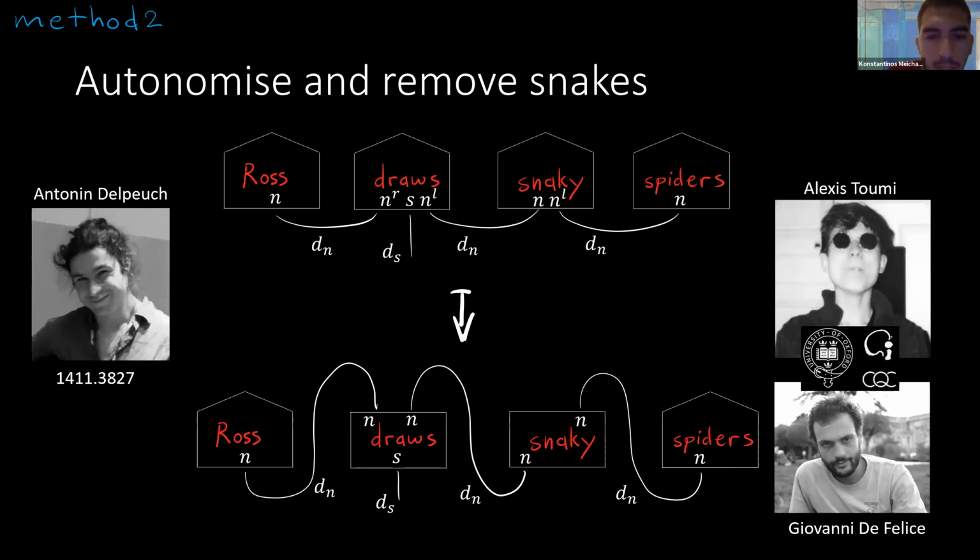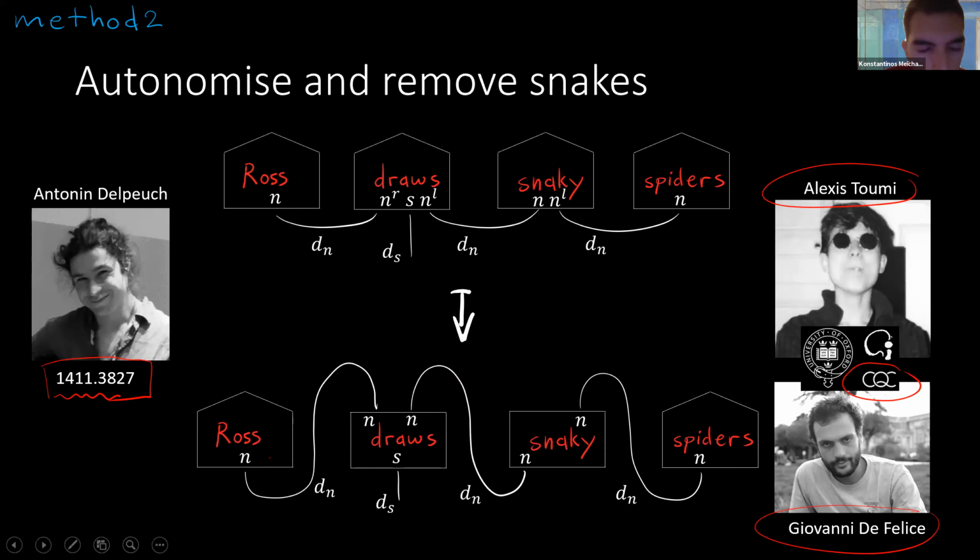So another type of reshaping that you might want to do was done by Alexis and Giovanni, who are both PhD students in Oxford and also part of our Cambridge Quantum Computing team for quantum natural language processing. And what they did is they used the result from Antonin, who has this paper where basically he autonomizes monoidal categories, for anyone that has any idea what these words mean.